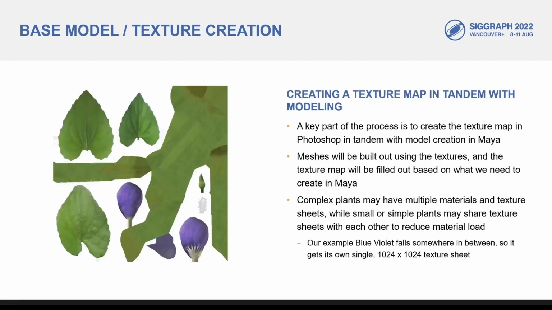A key part of our process for creating a low poly plant model without using any sculpting, we don't use any photogrammetry, is to create the texture map in Photoshop in tandem with our model creation in Maya. We build out the meshes using the textures, and the texture map is filled out based on what we need to create in Maya. Complex plants may have multiple materials, multiple texture sheets, but small plants, like our blue violet here, will sometimes either share a texture sheet with another plant or just have their own small single texture sheet for the entire plant. Our blue violet has a single 1024 by 1024 texture sheet, and that's it.